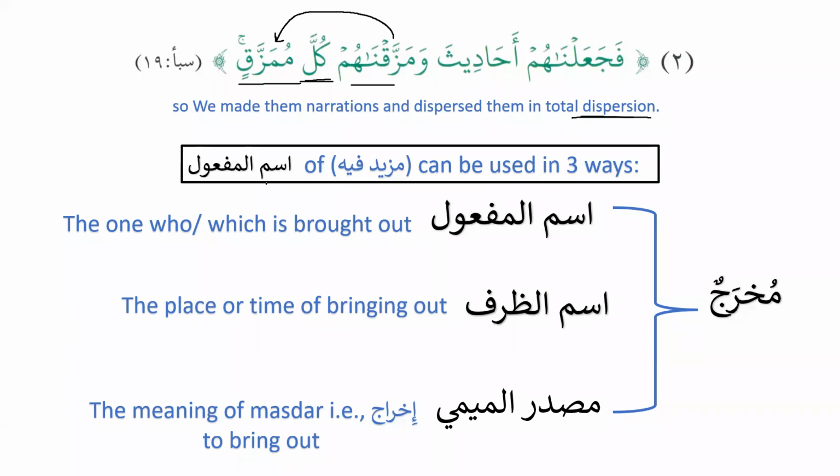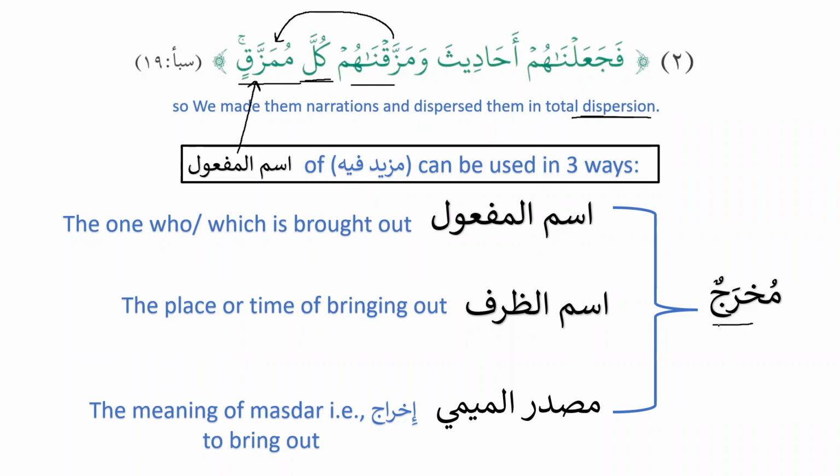Also, ismul maf'ul in Arabic language can be used in 3 ways. Ismul maf'ul, mumazzaq, as we know that this is ismul maf'ul, so it can be used in 3 ways. In the past, we have learned that from mazid fihi, it can be used in 2 ways. And now we are seeing here that it can be used in 3 ways. What are those? For example, we have mukhraj.